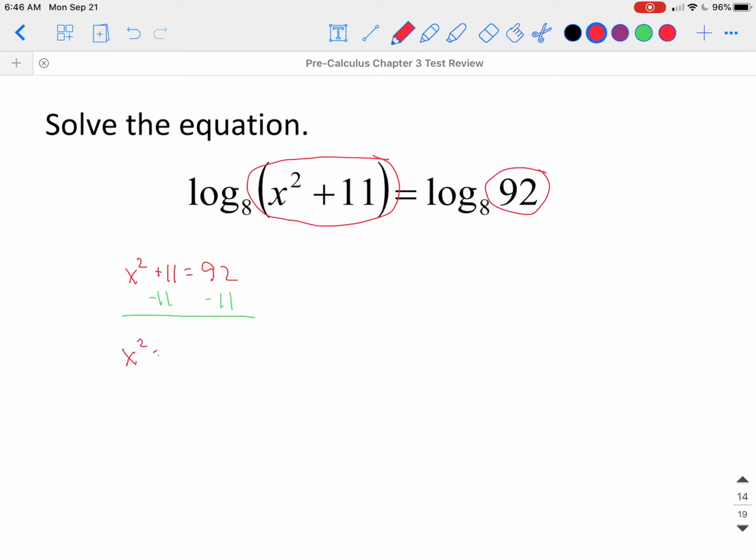And we're going to see that x squared is equal to 81. To get the x by itself, we're going to take the square root. Remember, when you take the square root, you are going to have plus or minus. So we're going to have x is equal to plus or minus 9. Now, because when you have that plus or minus, you may end up with extraneous solutions, you should plug it back in to make sure it makes sense. A negative 9 squared is a positive 81 plus 11. You can take a log of a positive number, so we are good in that case.